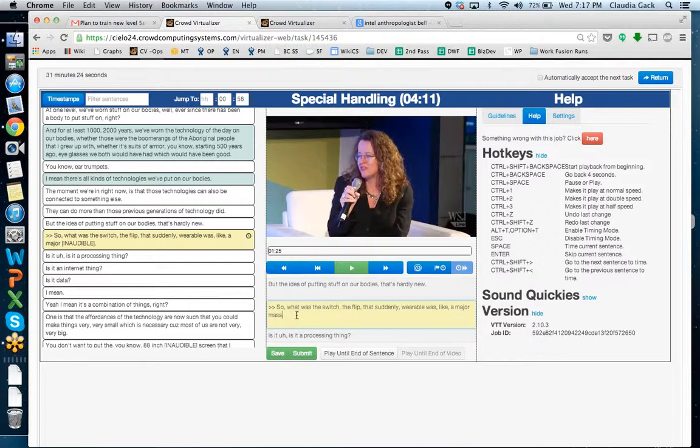I'm assuming it's major mass because he probably wants to say a major mass product. So I'm just gonna put my best guess here and then keep going. So I will turn it back to normal speed with Control 1.